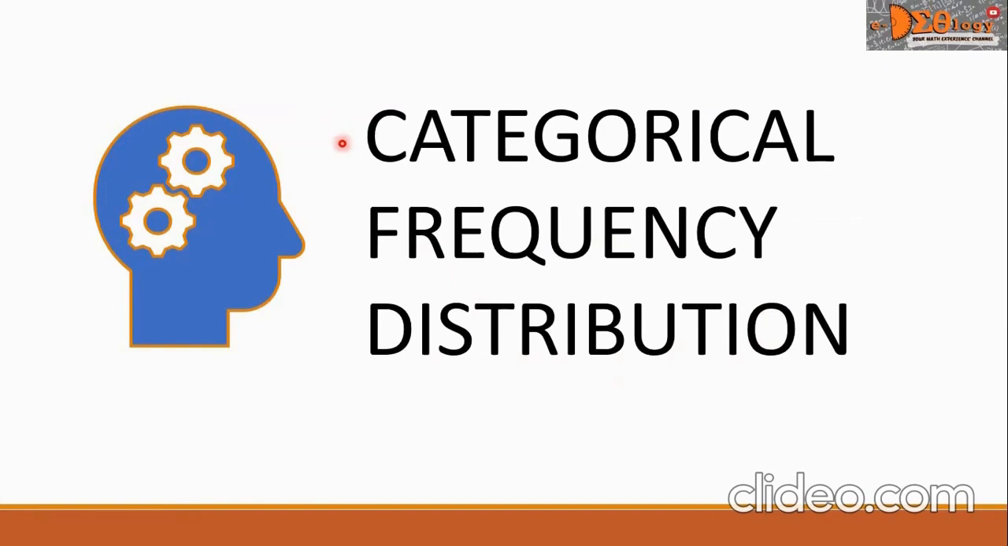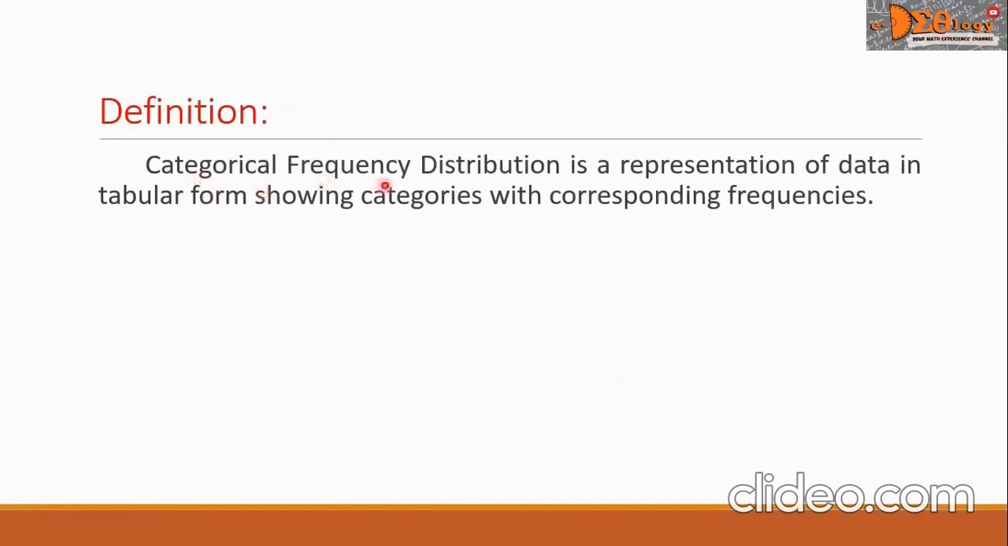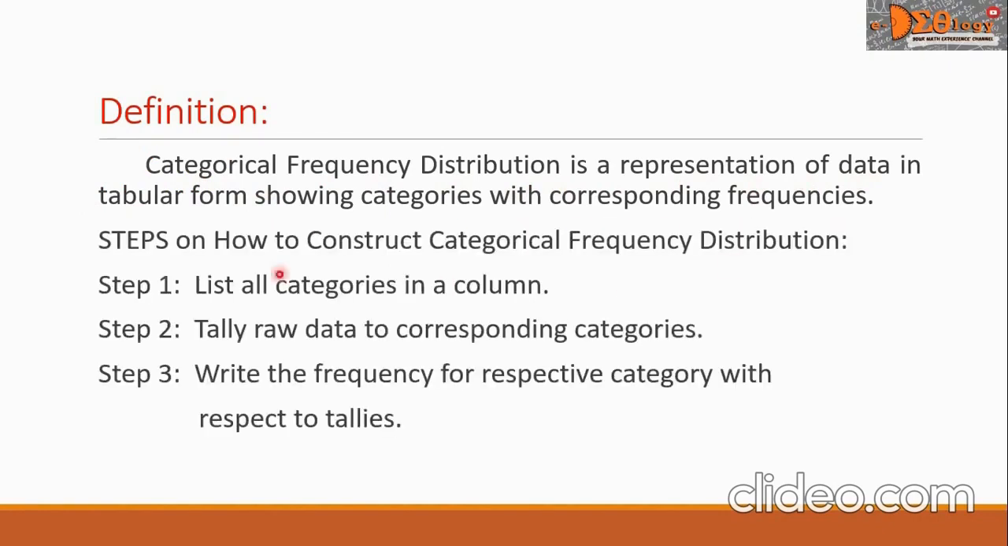Today we're going to study categorical frequency distribution. Categorical frequency distribution is a representation of data in tabular form showing categories with corresponding frequencies. Here are the steps on how to construct categorical frequency distribution. Step 1. List all categories in a column. Step 2. Tally raw data to corresponding categories. Step 3. Write the frequency for respective category with respect to tallies.